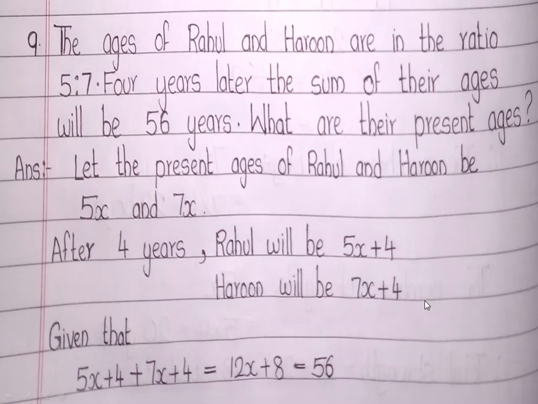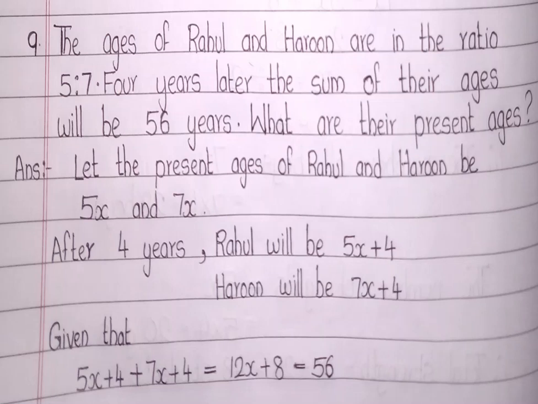The next question is the 9th one. The ages of Rahul and Harun are in the ratio 5:7. 4 years later, the sum of their ages will be 56. What are their present ages?